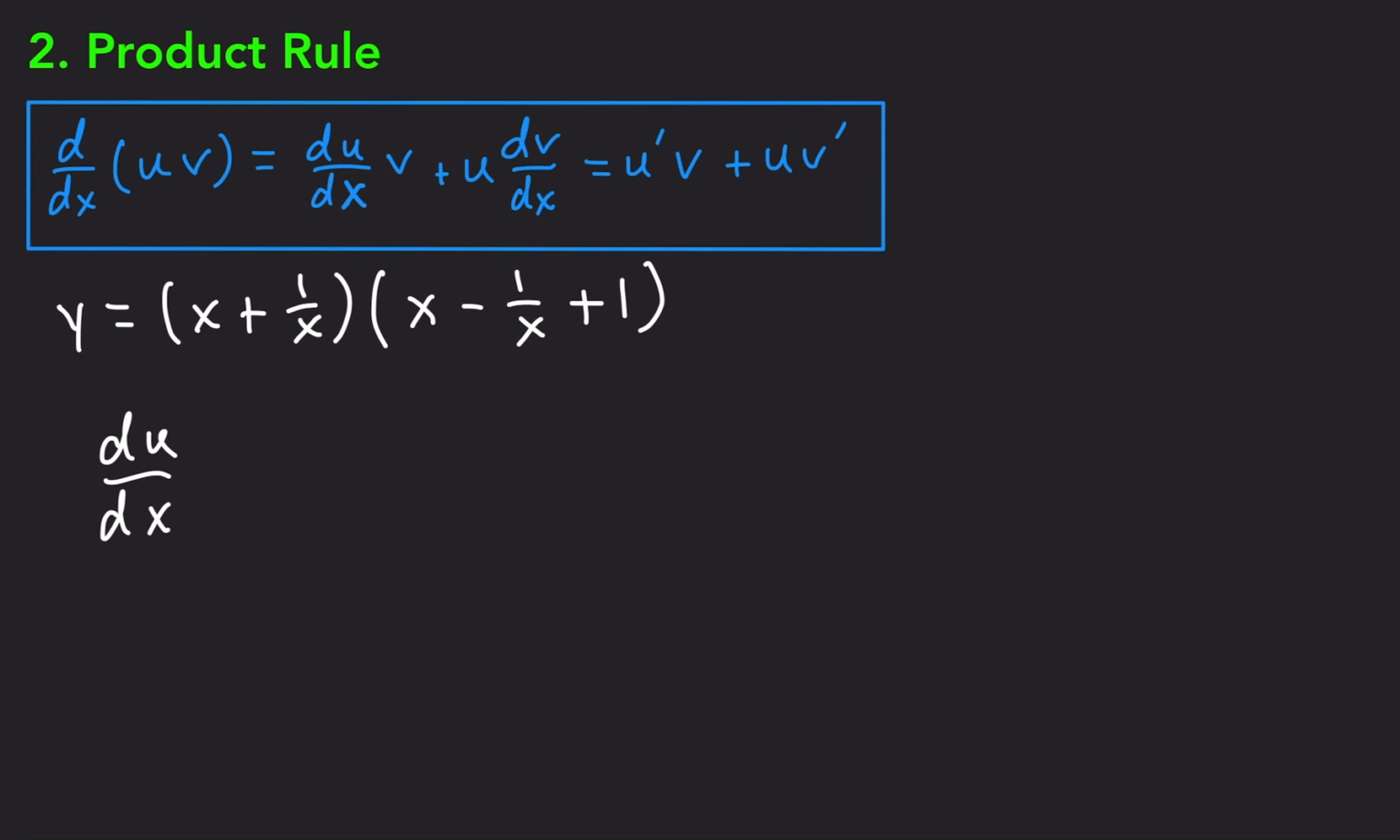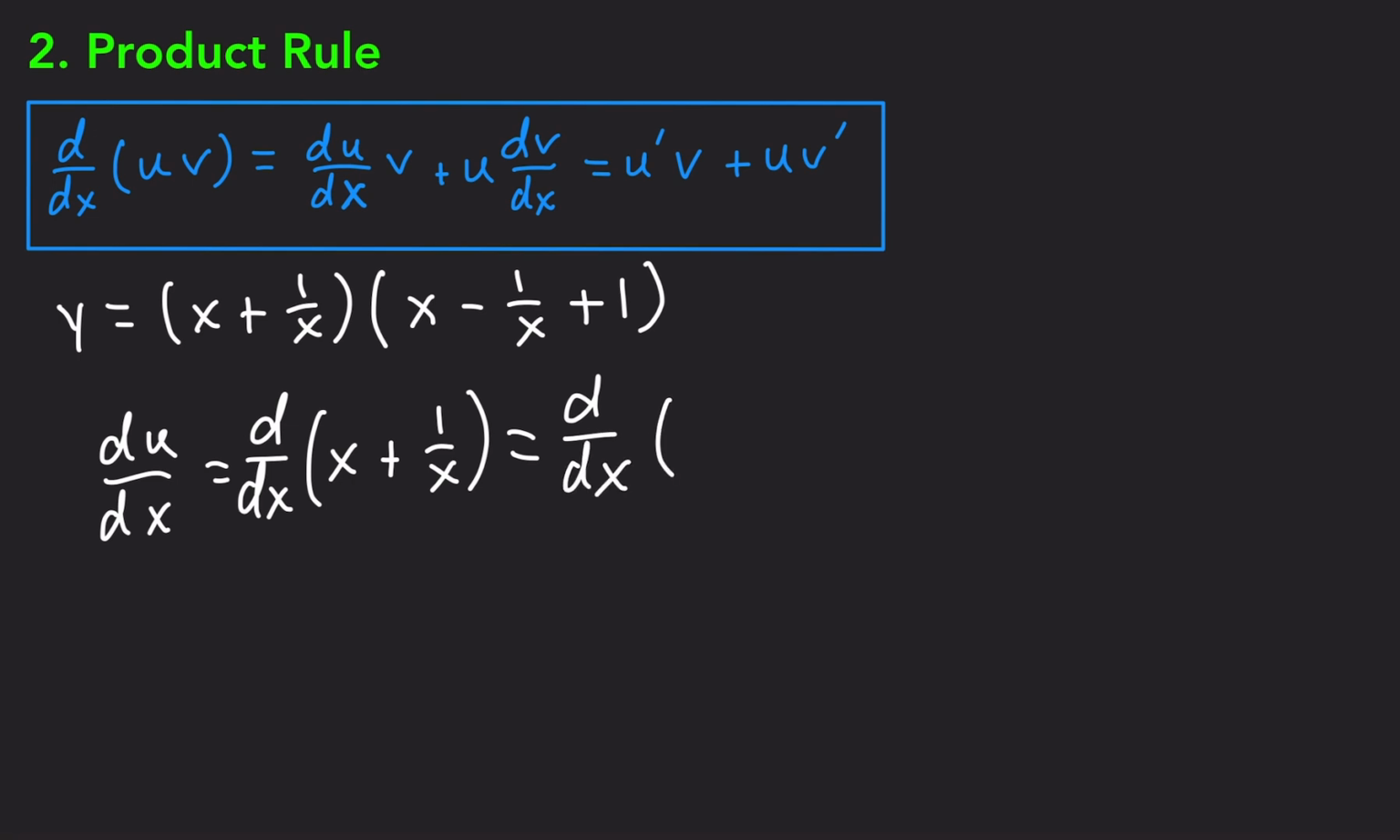That makes sense because u is not a function of v, so taking the derivative with respect to v wouldn't be proper in the context we're talking about. So du dx is equal to, I'll keep the color white, the derivative of x plus 1 on x. This is also equal to the derivative of x plus x to the minus 1, right? Just like that last product rule example we used.